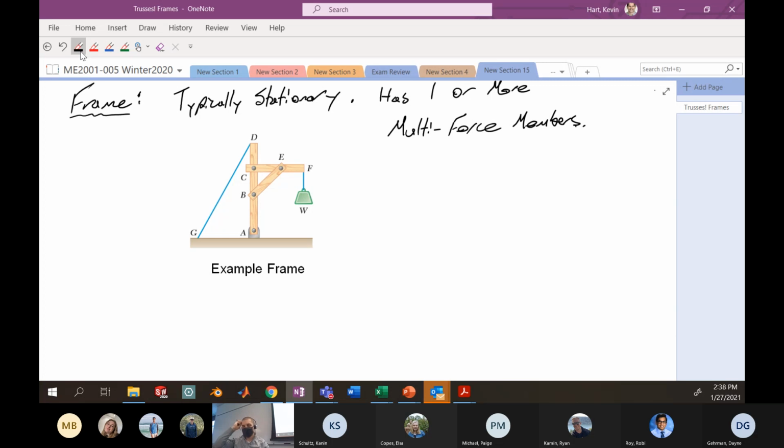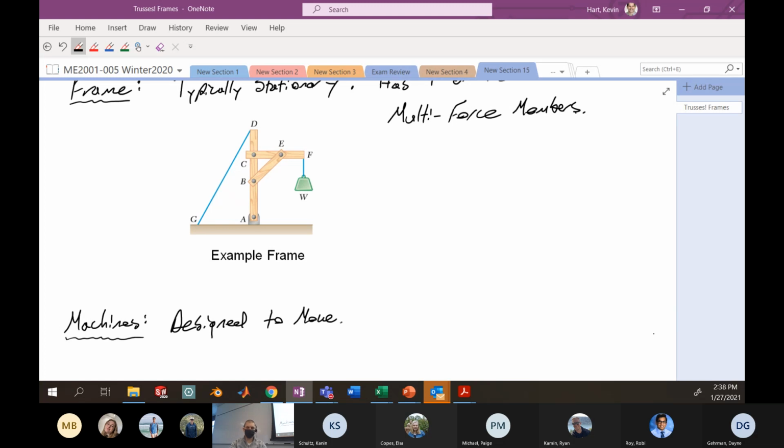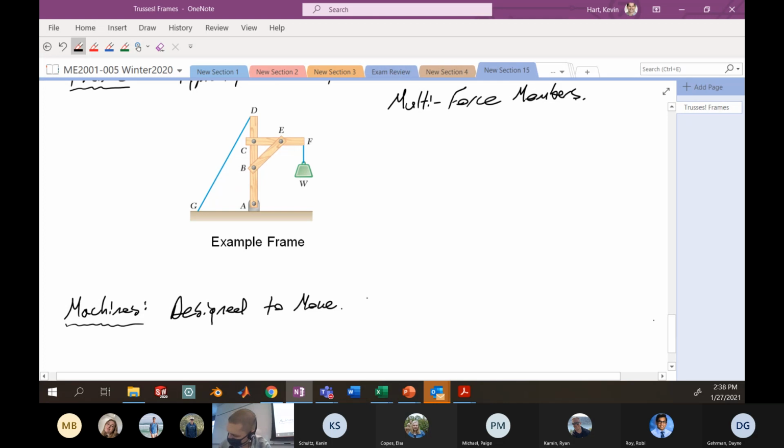All right. Lastly, are your machines. And machines differentiate themselves because they typically are not stationary. Okay, so they're designed to move. Okay. So most of the machines you'll talk about when you're a student at MSOE are going to be reserved for your dynamics classes. Okay. But there are some situations where a machine might be stationary and be useful to analyze in this class. And we'll see an example in just a second.